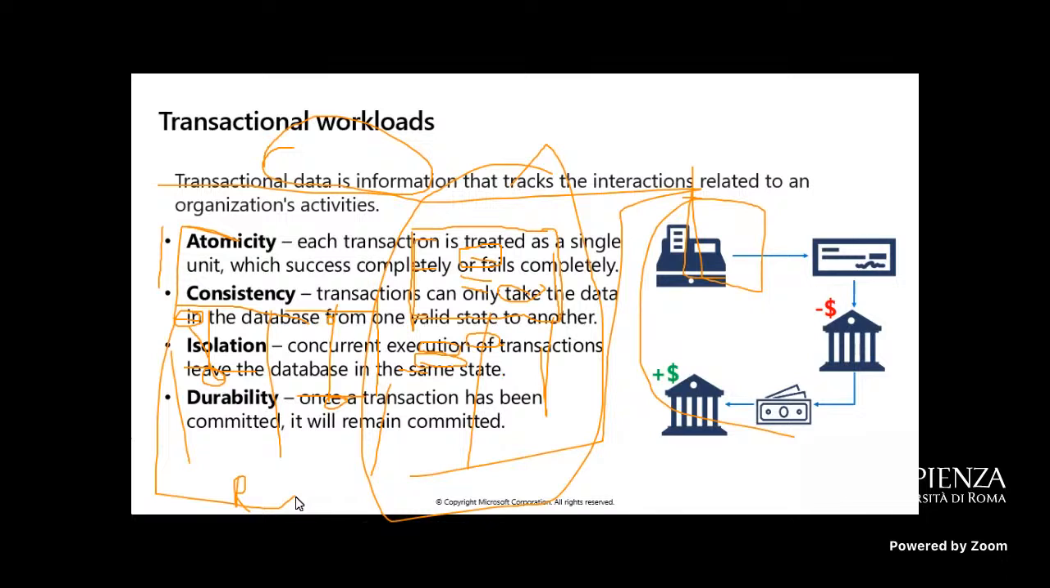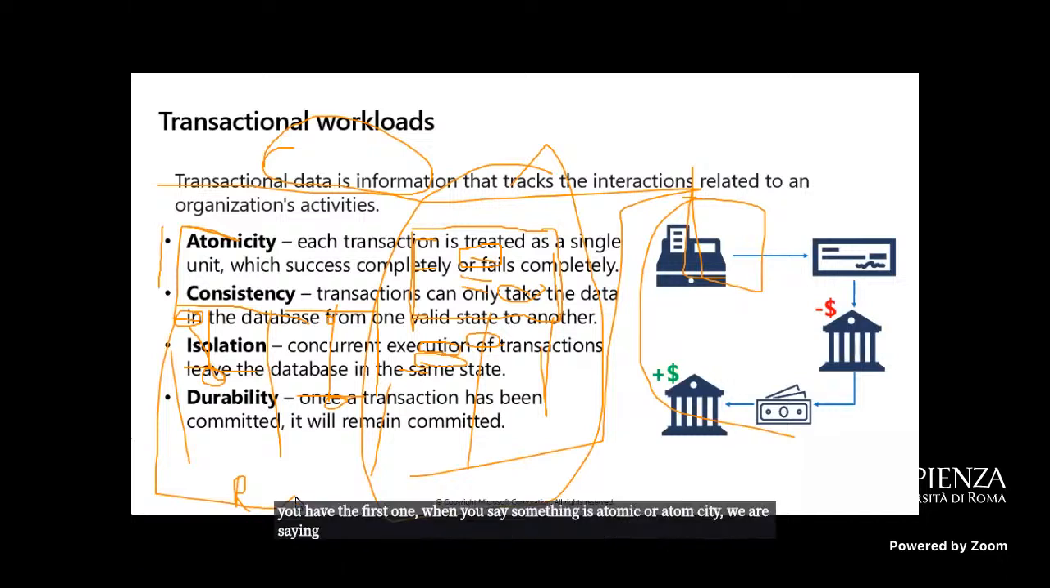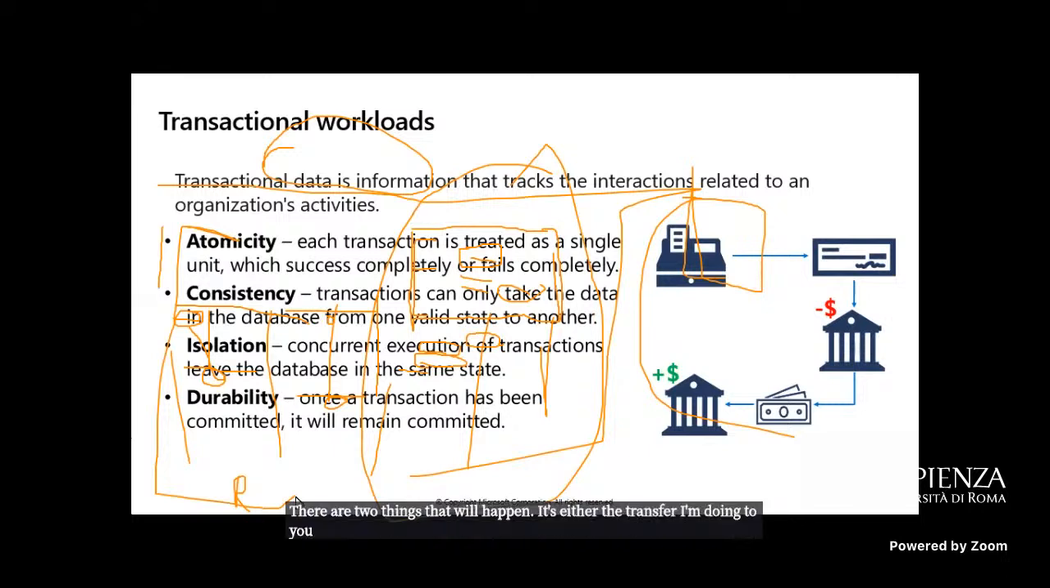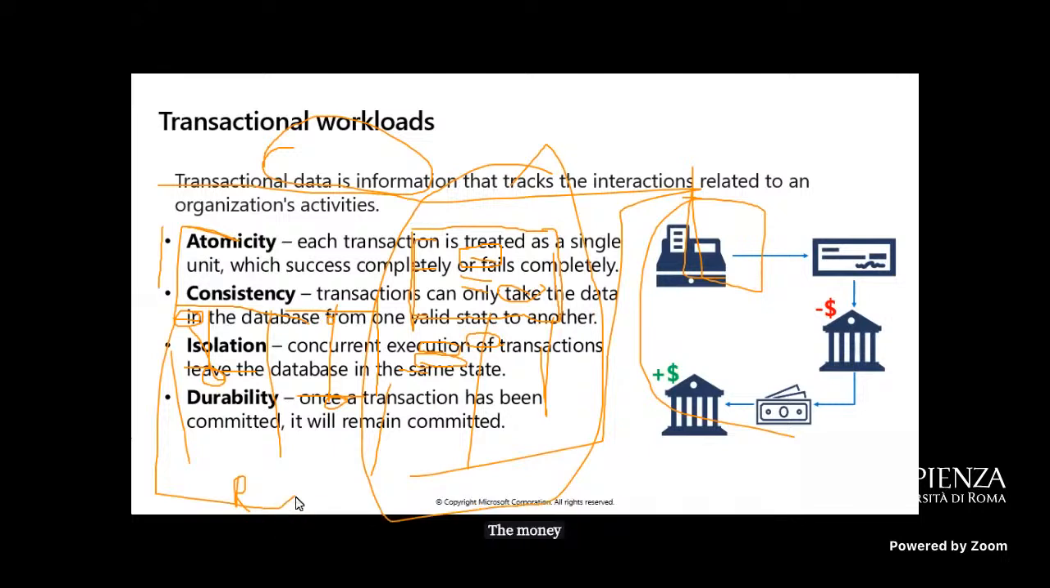Now, you have the first one. When you say something is atomic, or atomicity, we are saying that each transaction is treated as a single unit. It either fails or completes. So if I'm transferring money to you, there are two things that can happen. Either the transfer succeeds: the money leaves my account and gets to your account. That is one. Or the money never leaves my account. That is the other thing that should happen.